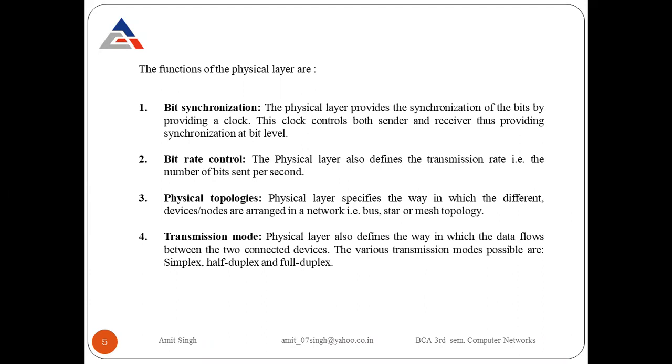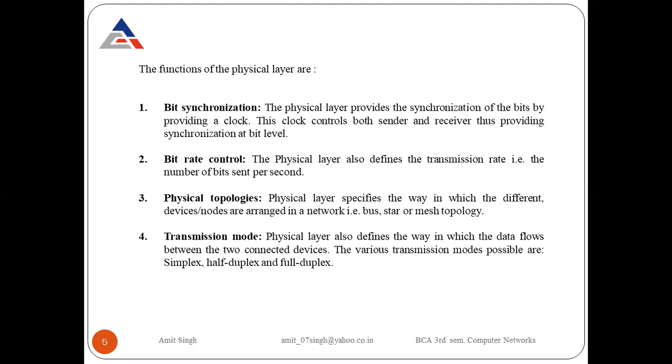Third, physical topologies. The physical layer specifies the way in which the different devices, nodes, systems, anything you can say, are arranged in a network, that is bus, star, or mesh. We discussed the number of network topologies there. In the physical layer, it is the responsibility of the physical layer to decide the different architecture of the systems. What it means is to decide which particular topology we are going to use in a network.